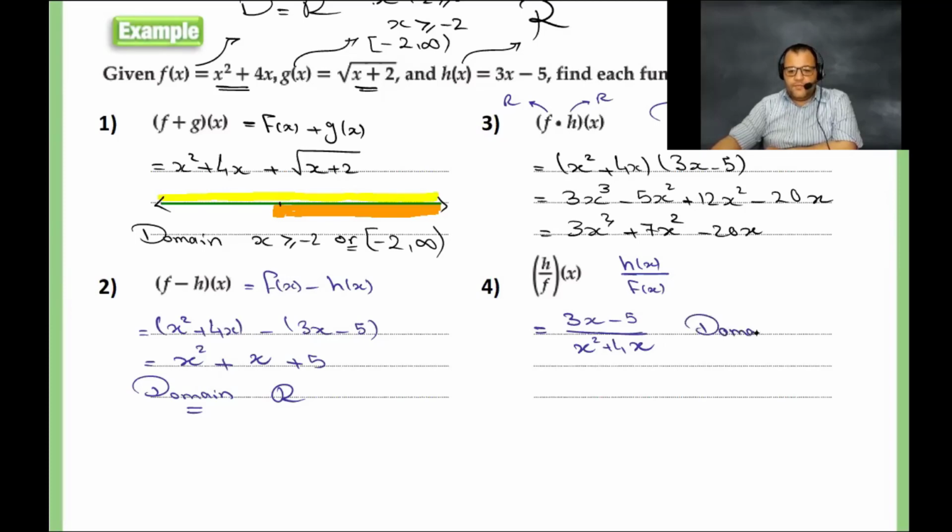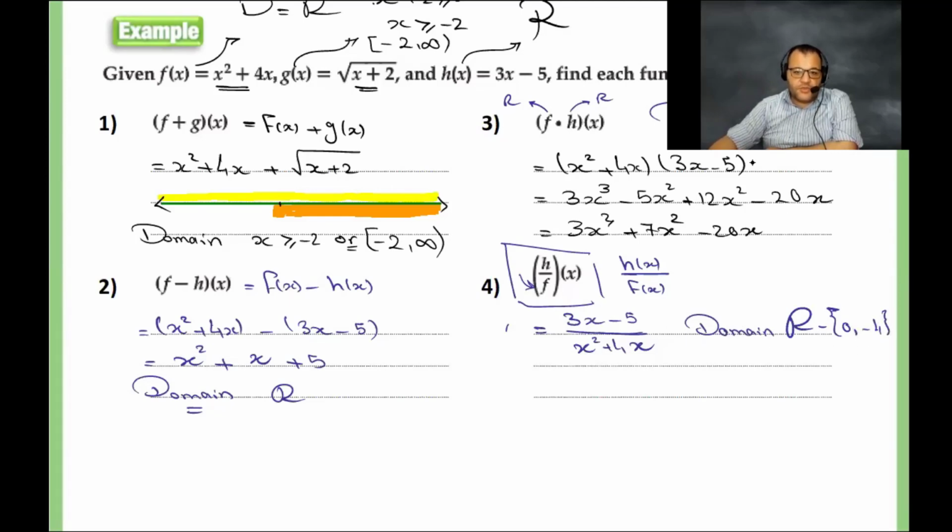Is the domain R? No, it's not R, because the denominator cannot be 0. The result now is a fractional function with a denominator. So the domain is all values except the values which make the denominator equal to 0. So it will be R except 0 and negative 4.